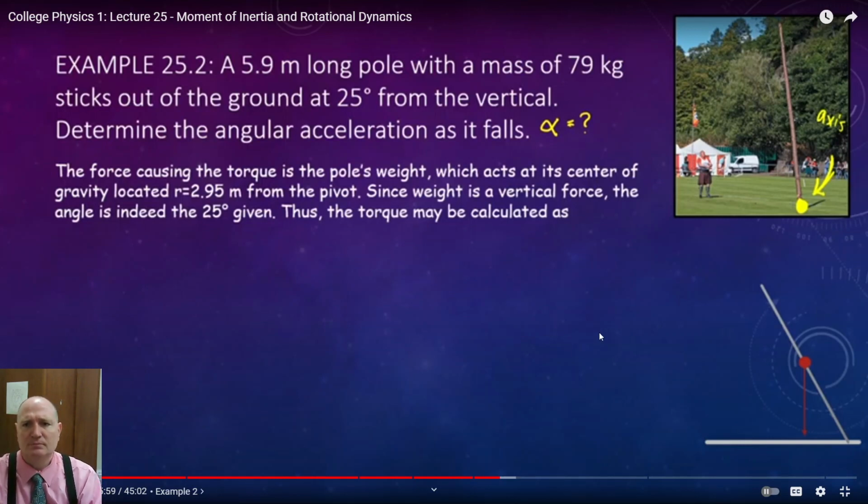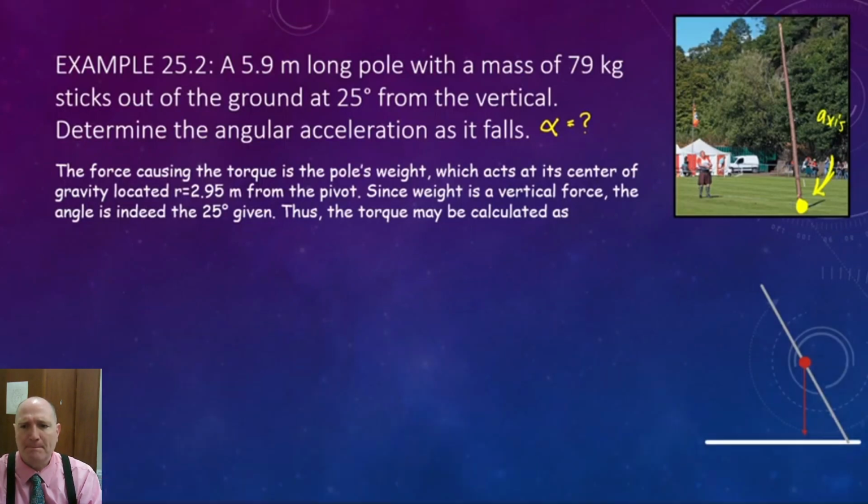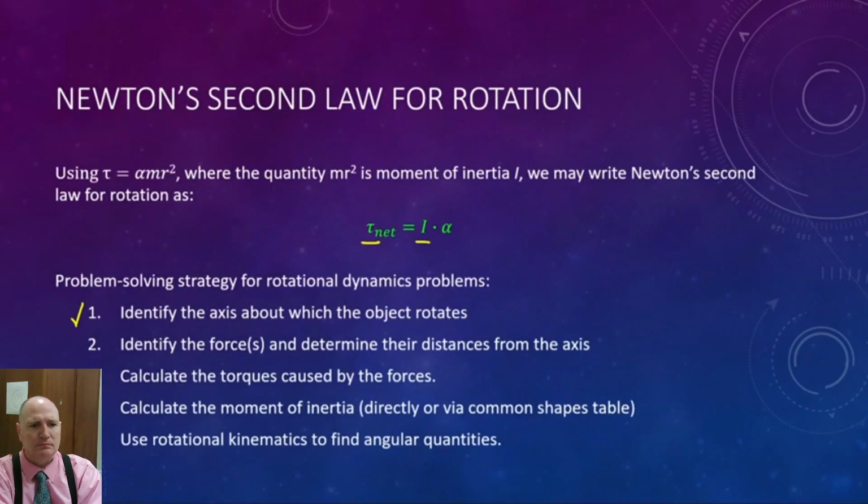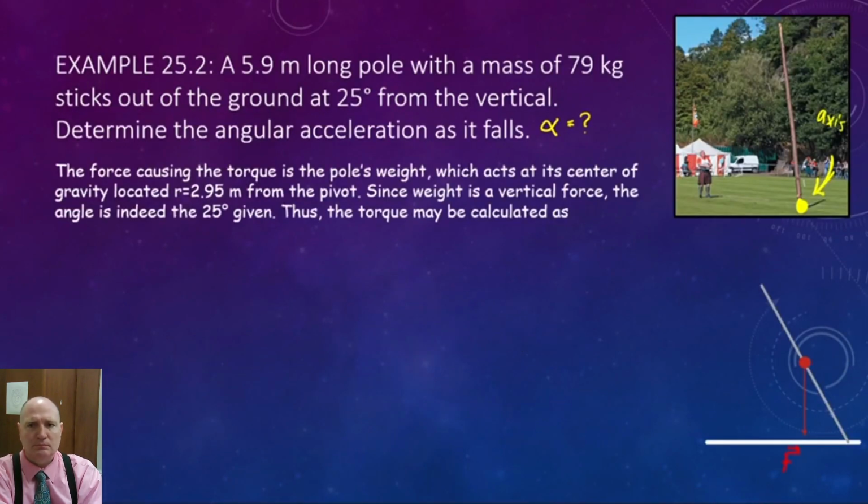So it's the weight of the object pulling down on it, causing it to rotate. So the force that is causing this object to rotate is its weight. I'm going to just label it as F. That's the force pulling on the object, but it is its weight. And then it says to also identify the distance from the axis. So how far away from the axis is this force acting?